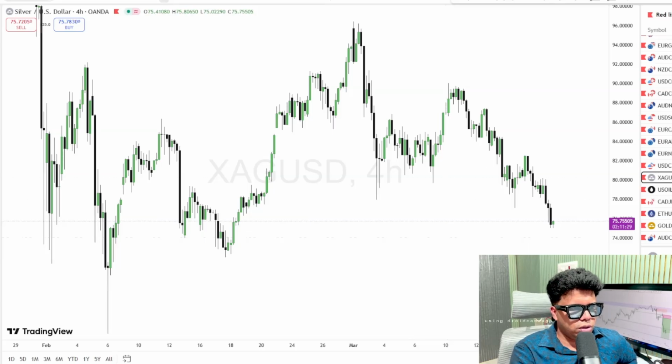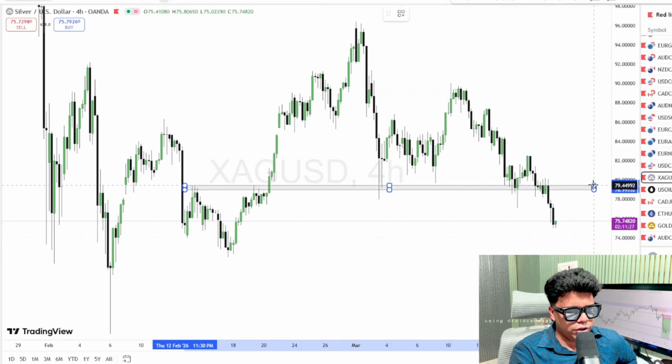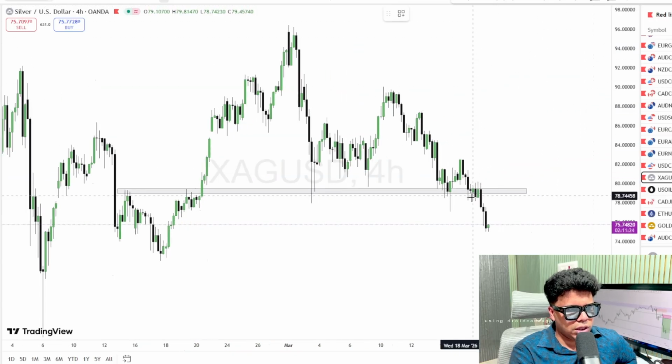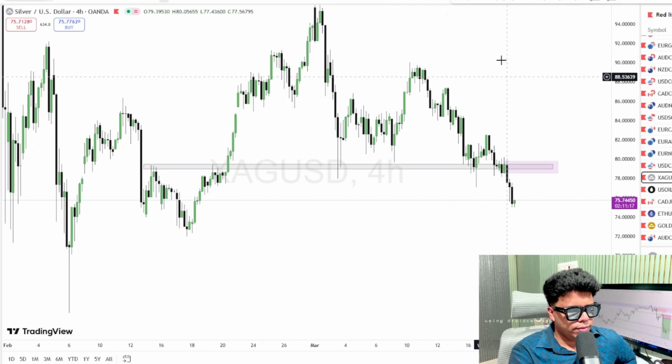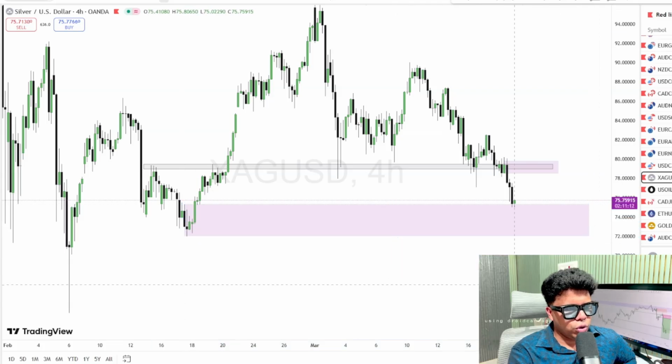Here I'm just going to mark something. This is an area of interest, right? Next we can see a supply zone which is created from here. It's called the supply zone. Fine. And then we can see a demand zone which is created from here. So these are the things we are going to mark in 4-hour time frames.